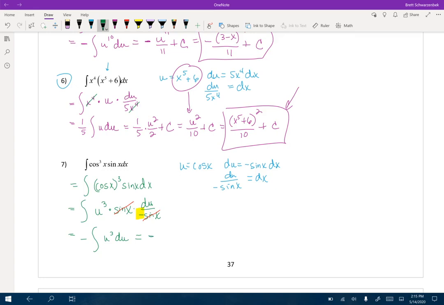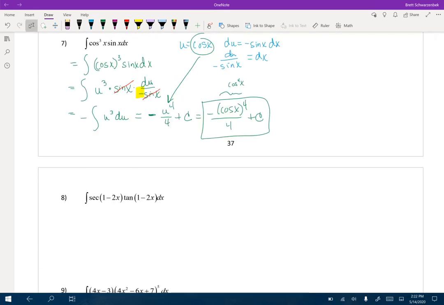So let's do the integration. Negative stays. We're going to get u to the 4th over 4 plus c. And then the only thing left to do is to bring back cosine into the fold and get cosine x to the 4th over 4 plus c. If you want to change this to cosine 4th x, that's fine, but I'm perfectly fine with you leaving it like this, and that would be your answer to the problem.